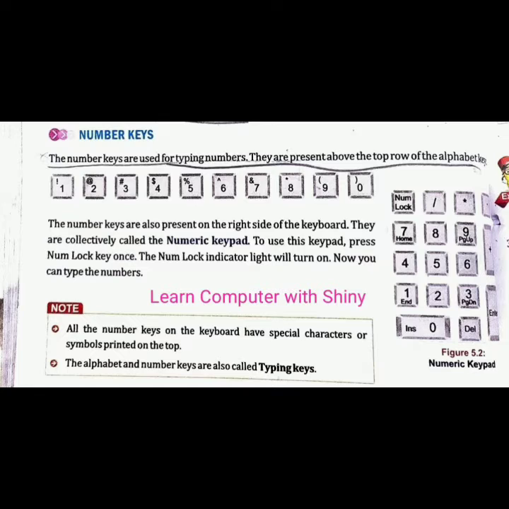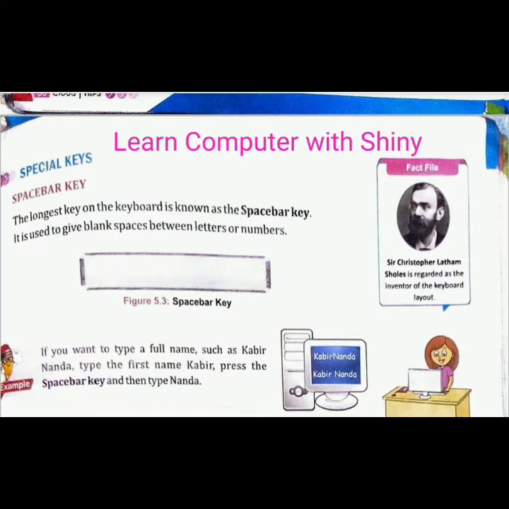Now we will start learning about special keys. The first special key is the spacebar key. The longest key on the keyboard is known as the spacebar key. It is used to give blank spaces between letters or numbers. For example, if you want to type a full name such as Kabir Nanda, type the first name Kabir, press the space bar and then type Nanda.